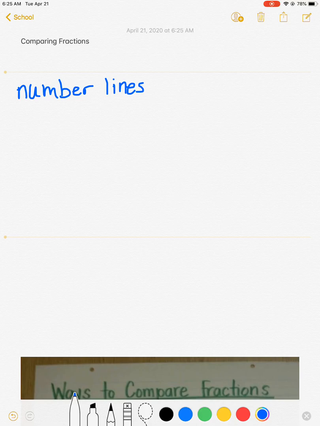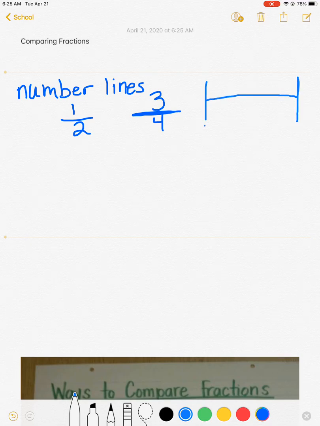So let's say I have the fraction 1/2, and then I have the fraction 3/4. We could draw these on number lines to compare. So let's make a number line to show 1/2. So right here is 1/2, so I'm going to mark that point, 1/2.